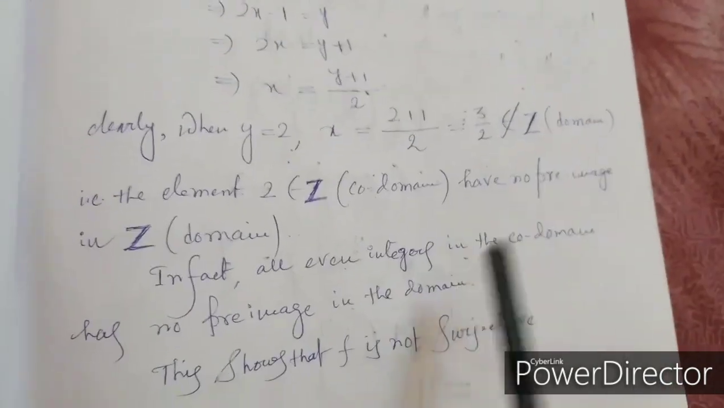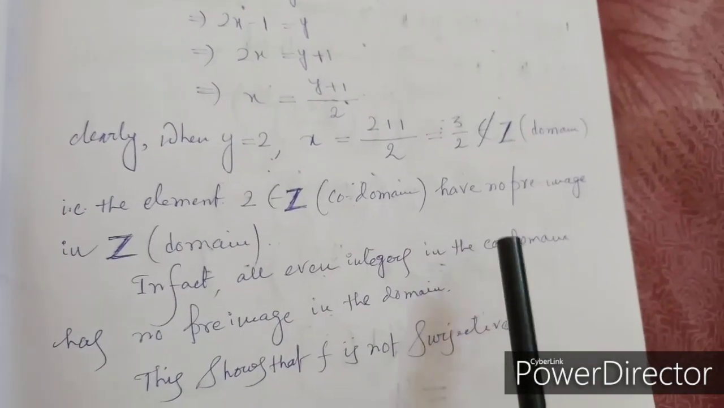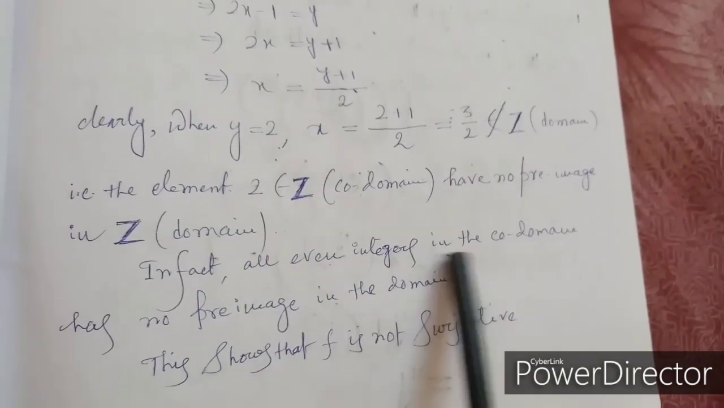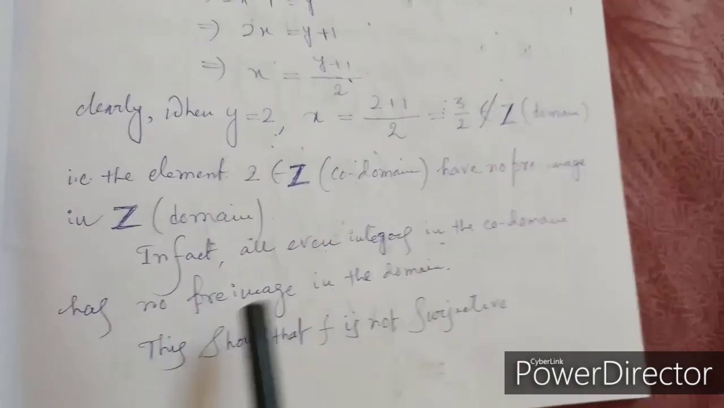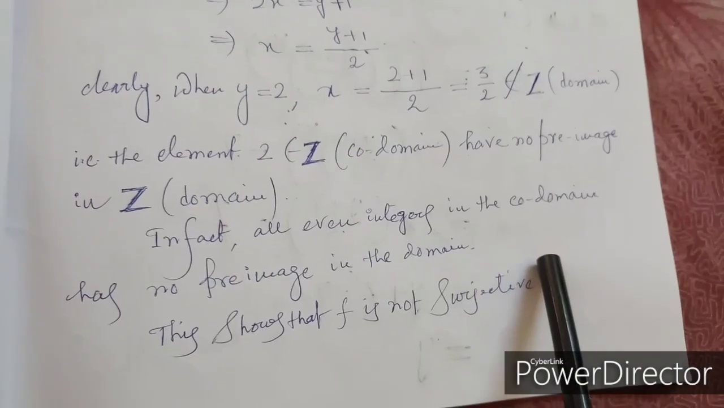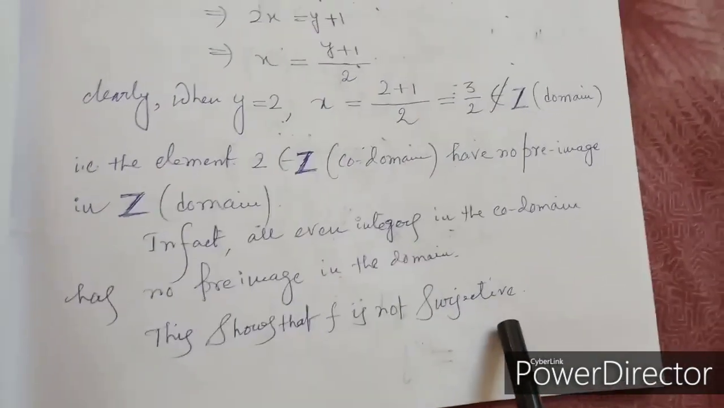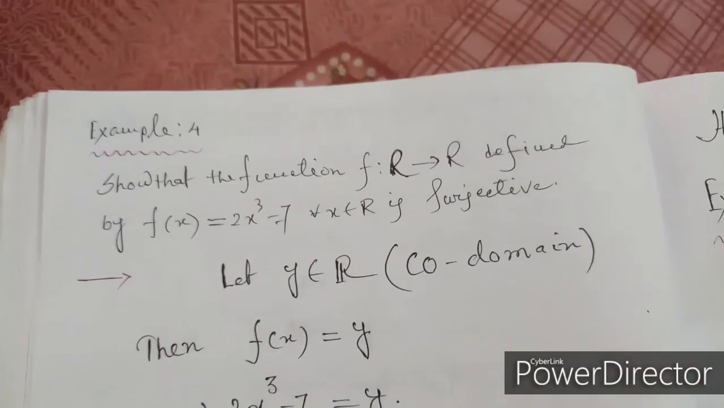That means if we take all odd numbers, then they have a pre-image in the domain, but all even integers in the codomain have no pre-image in the domain, and that's why it is not a surjective function. Now example 4.